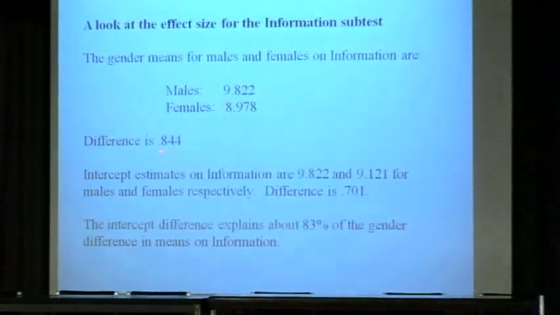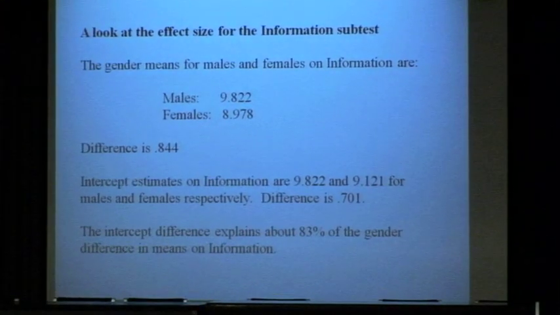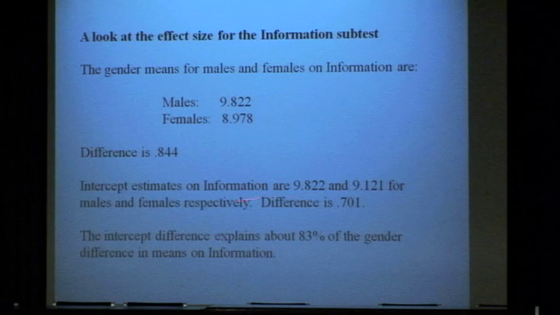Here are the gender means for information. This goes back to that earlier table. I just borrowed them off that table. So there's a difference between the genders of about 0.8 on this. The intercept estimates, when you separately estimate them for males and females, are 9.8 for males, identical to this, and there's a reason for that, and 9.1 for females.